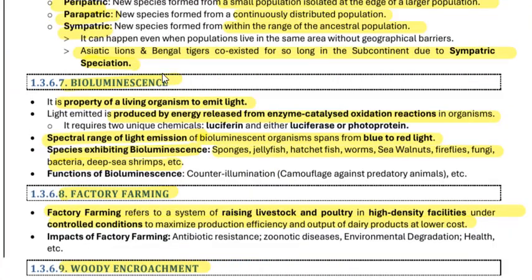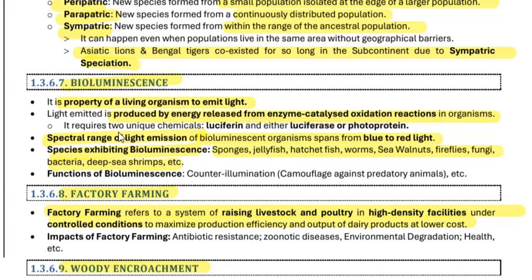Next is bioluminescence. It is the property of living organisms to emit light. It means some species you have seen emit light, like fireflies, which is common. This emits light at night. This property is called bioluminescence. Light emitted is produced by energy released from an enzyme catalyzed oxidation reaction. What is written? Light emitted is produced by energy released from an enzyme catalyzed oxidation reaction in the organism.